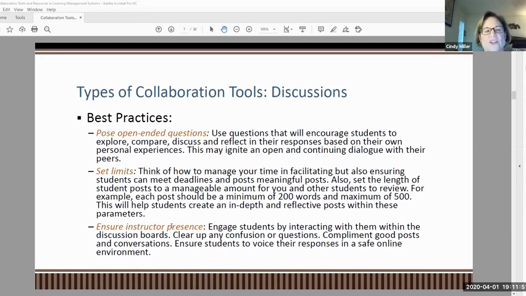So it's very important that you're helping them understand that discussion is just like a face-to-face discussion. When you ask them a question in a classroom, you want more than just 1 sentence from them. You want them to really elaborate on what they're learning.